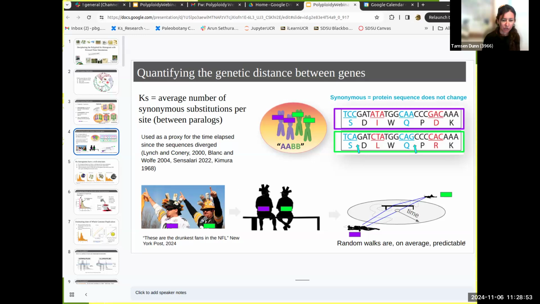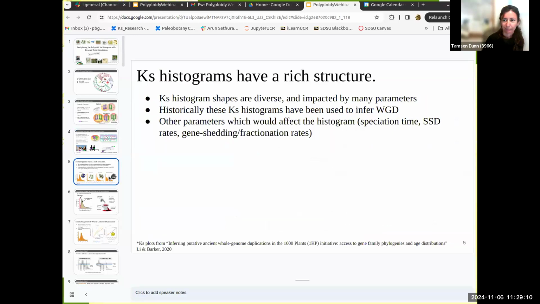So even though these genes take a random walk away from each other, random walks are on average predictable. So with a little bit of hand waving, we can see that the accumulated KS lets us know how long these genes have been separated for in time.